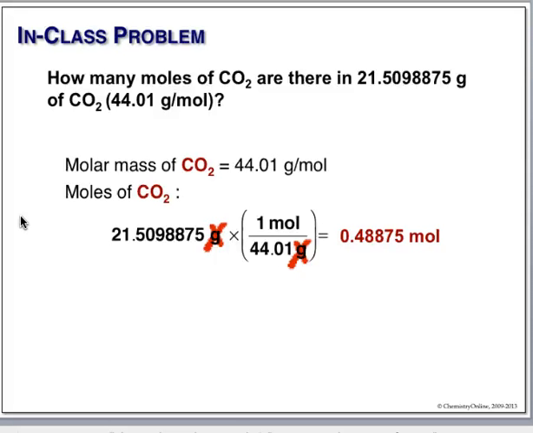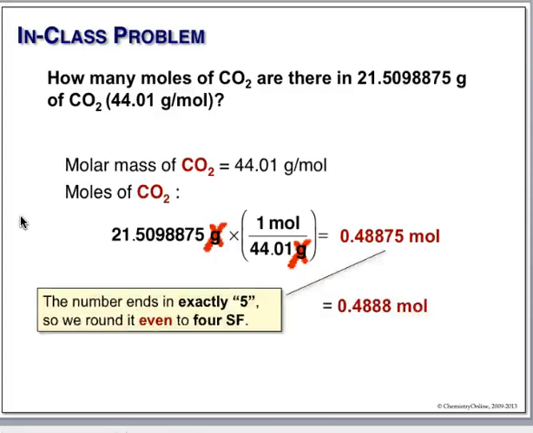4889. Do we round up? 88 it would be. Or do we round down to 87? Doesn't matter. Of course it matters. There's a rule. If it ends in exactly 5, you round so your number is even. Because of that, half the time you round up, half the time you'll round down. And so that's fair.